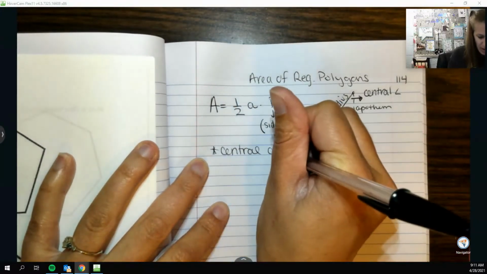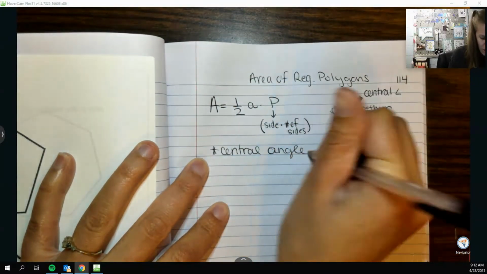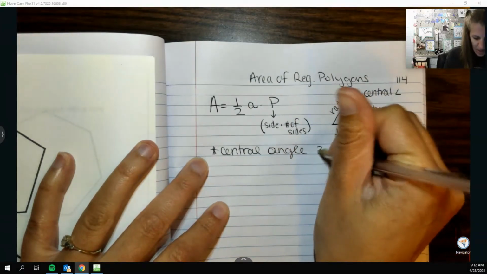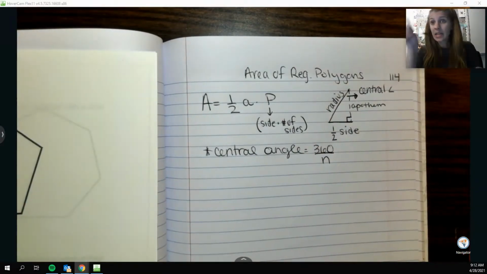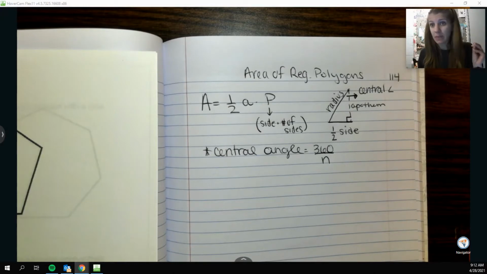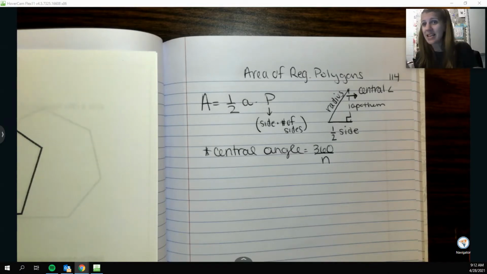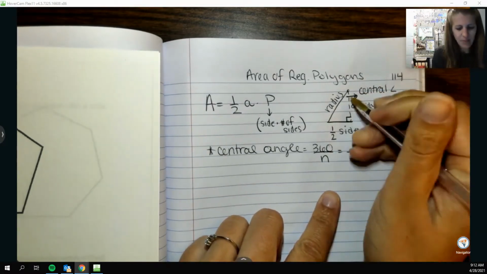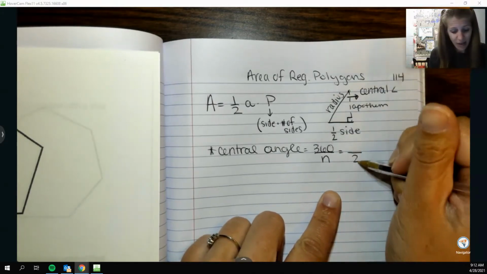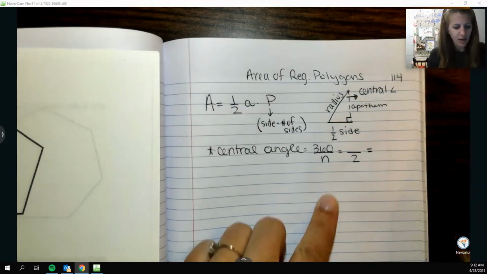To find the central angle, if you remember, we did 360 divided by the number of sides, because really it's like in a circle and then it's split up equally depending on what size shape you have. So if it's a decagon, I'm going to divide by 10. Or if it's a hexagon, I'm going to divide by 6. Or if it's a nonagon, I'm going to divide by 9. And then whatever I get, I need to split it in half again because your apothem splits everything in half. And then that will be my central angle.